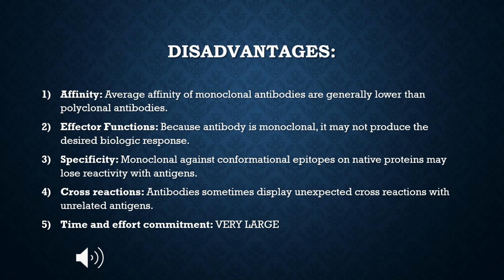There are certain disadvantages also for these monoclonal antibodies. The capacity to bind with the antigen is less when compared to polyclonal antibodies. And if there is a conformational change and the structure of the antigen is changed, then they can't act on that antigen, so specificity is lost. And sometimes it acts on some other different antigen, so cross reactions may also happen, and the time for preparing these monoclonal antibodies is very long.